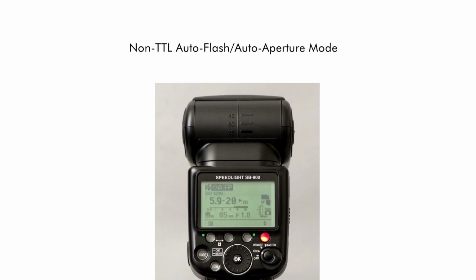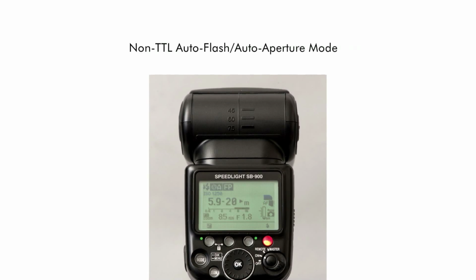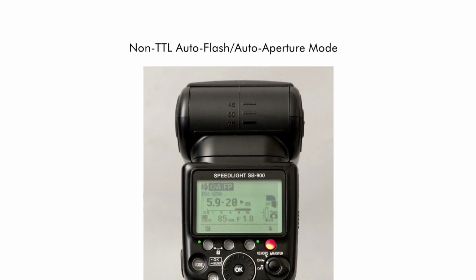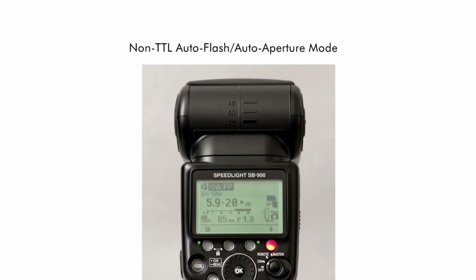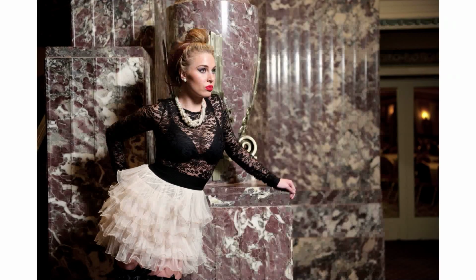Non-TTL auto flash, or auto aperture mode, uses a built-in sensor to measure the flash illumination reflected from the subject. It combines the information from the sensor with information from the camera to determine the flash exposure. I used the non-TTL auto aperture mode for this image. Because the flash exposure is determined by a sensor on the flash and not through the lens metering, this mode can be a bit more accurate in certain circumstances and more consistent from frame to frame.